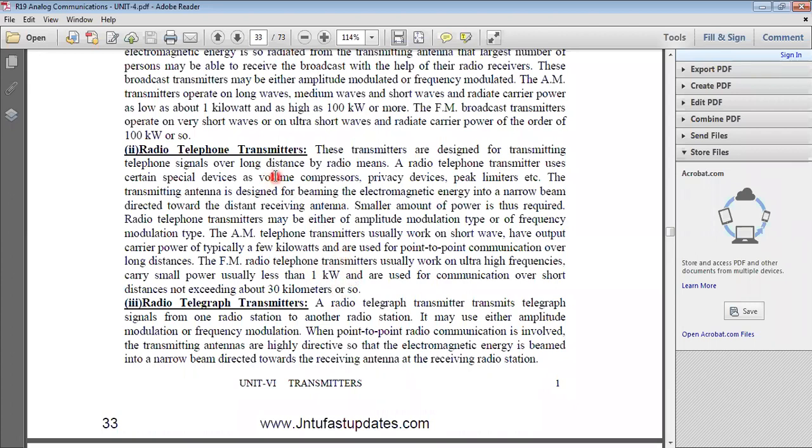We mainly remember that the radio telephone transmitters are mainly used to transmit telephone signals, and these transmitters internally have separate devices like volume compressors, privacy devices, peak limiters, etc. In later topics, you will study all these things.